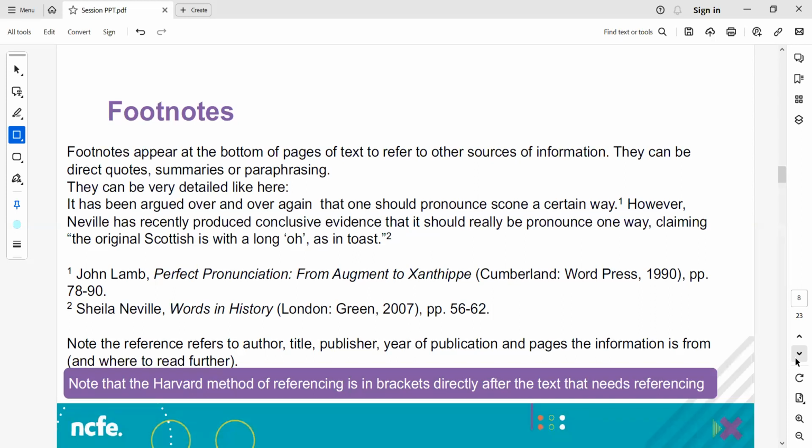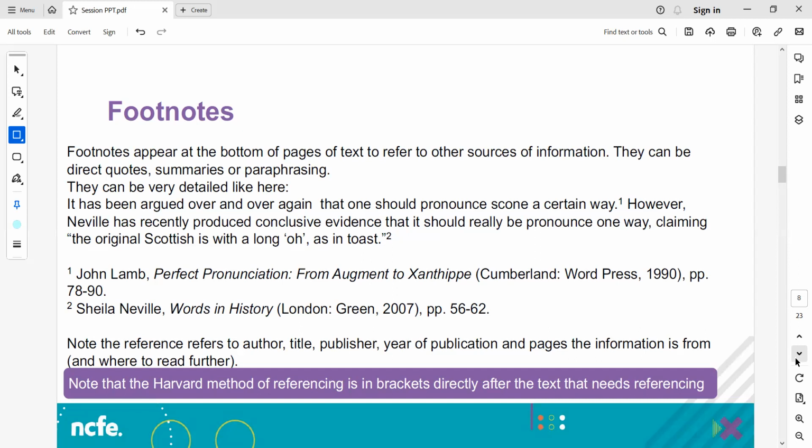It has been argued over and over again that one should pronounce scone a certain way, and then we can see the little one there. So we can look down to the bottom of the page, the foot of the page, and we can see that John Lamb in Perfect Pronunciation from Augment to Xanthip, Cumberland, WordPress 1990, page 78 to 90, that he has argued it. So it's telling us who has made this argument that one should pronounce scone in a certain way.